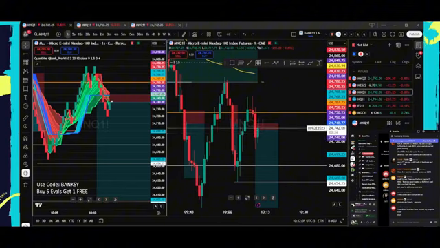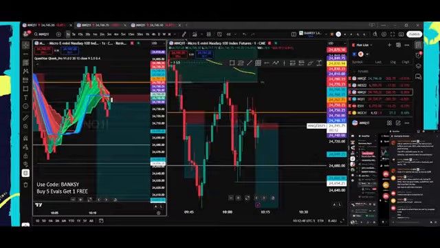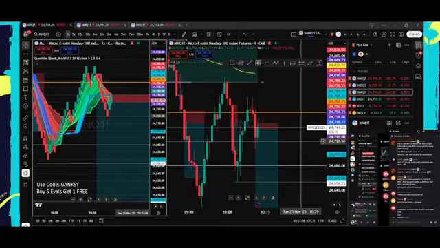Yeah, sometimes a computer with bad Wi-Fi can definitely mess up, I would say. Some people trade on VPSs too.